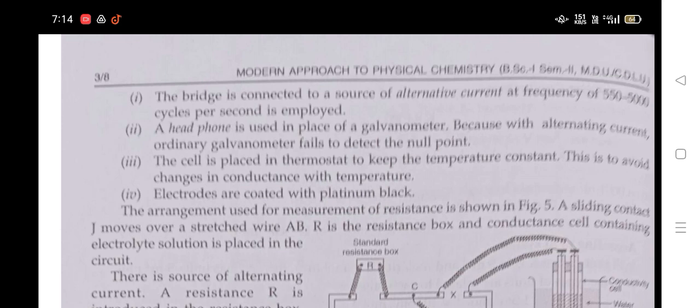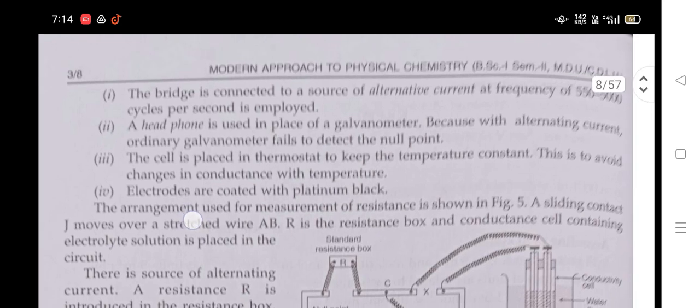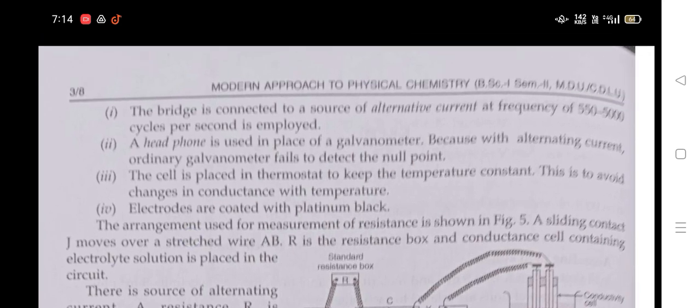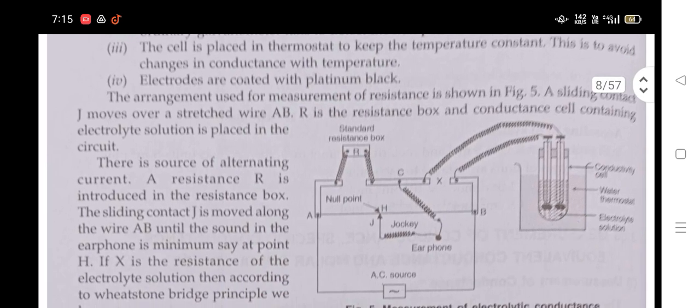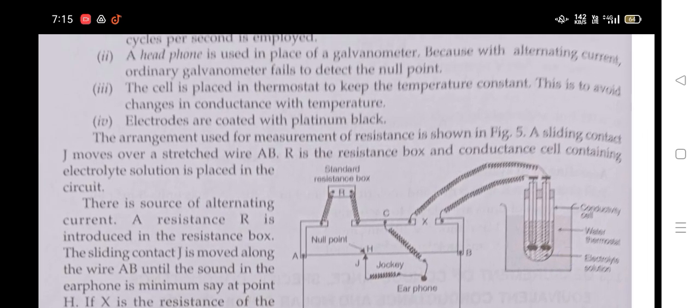First, the bridge is connected to a source of alternating current at a frequency of 550 to 5000 cycles per second. Second, a headphone is used in place of a galvanometer because with alternating current, an ordinary galvanometer fails to detect the null point. Third, the cell is placed in a thermostat to keep the temperature constant. This is to avoid changes in conductance with temperature. Electrodes are coated with platinum black. The arrangement used for measurement of resistance is shown in figure 5.